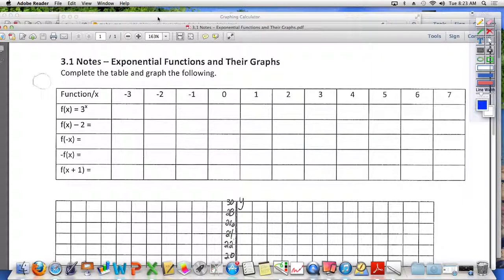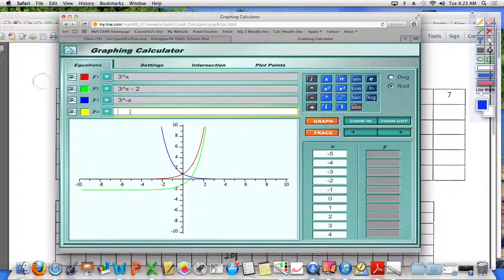The next function is negative f of x. So in that case, what you're graphing is negative 3 to the power of x. I'll graph that also. When you do that, it's a reflection over the x-axis.